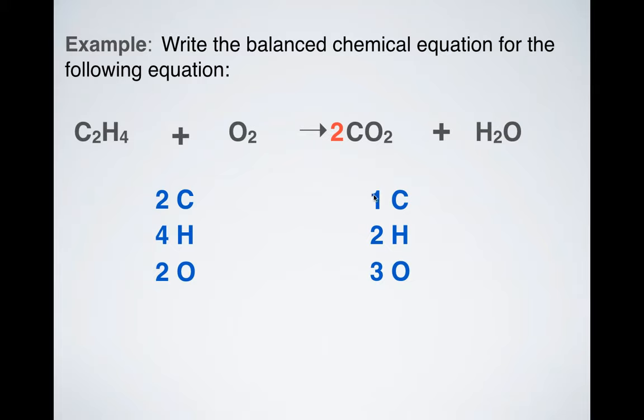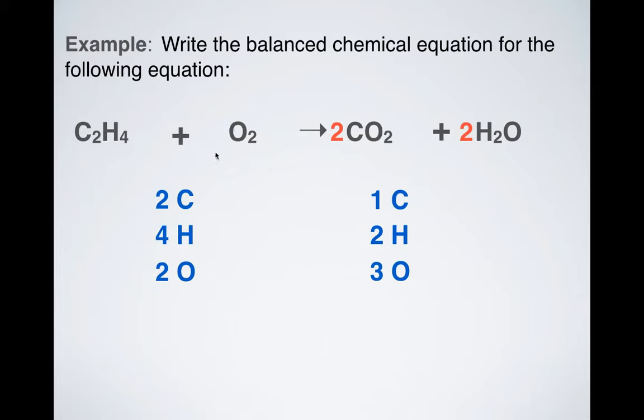Okay, what's something else I can balance? Put a 2 in front of this. Now I have 4. So look, I balanced my carbons and I balanced my hydrogens. Now let's look at my oxygen. So I have 2 times 2, so that's 4, plus 2, that's 6. I have 6 oxygens on this side now.